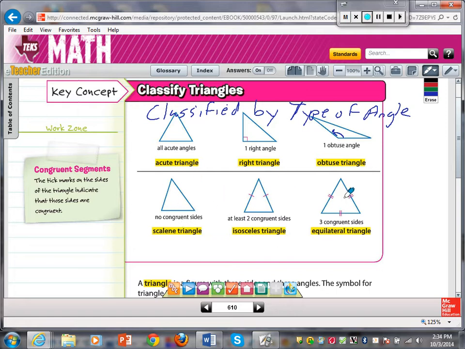For example, this one is called a scalene triangle. That means no congruent side lengths. And this is a new vocabulary word that you're going to learn today. It's called congruent. Congruent basically means equal. But we use it more in a sense of when something you cannot quantify.